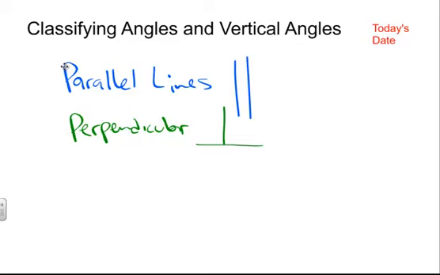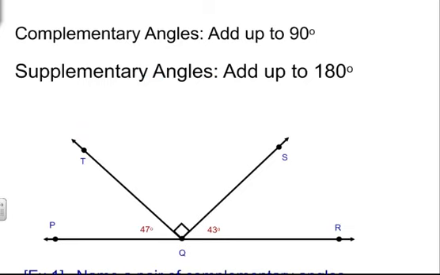Okay, so let's take a look. You have to write down these two definitions. Complementary angles add up to 90 degrees. Supplementary angles add up to 180 degrees. Write those down real quick.